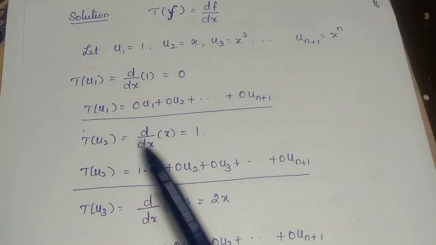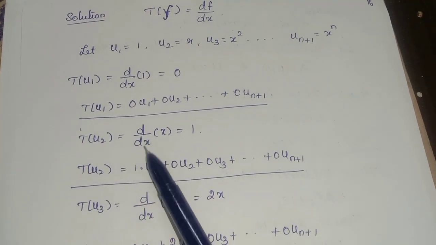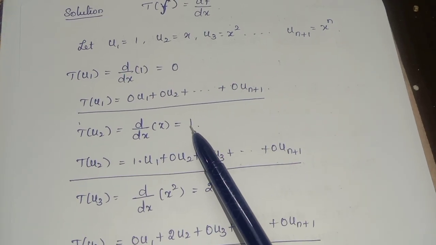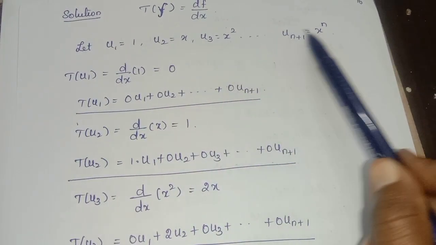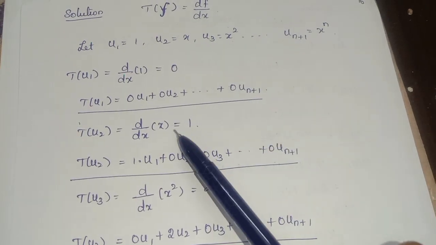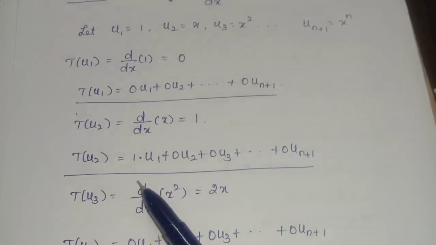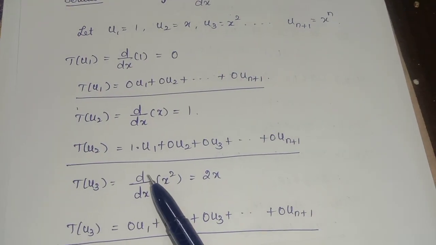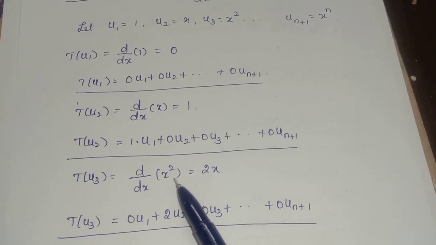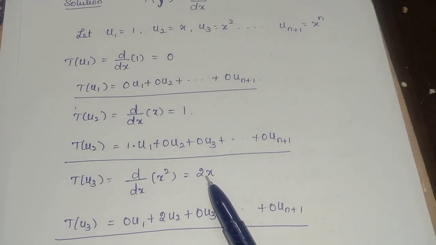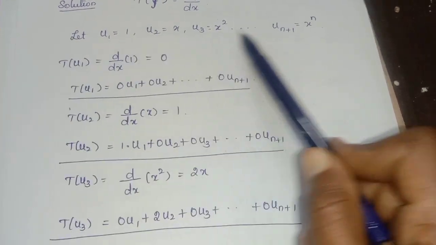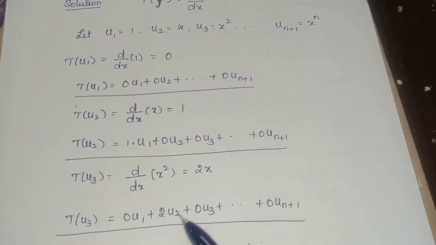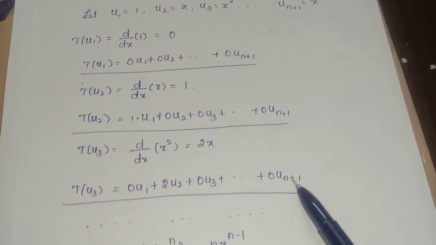0 un plus 1. Next one, T of u2 equal to d by dx of x. What is differentiation of x? 1. So this 1 I have to write as a linear combination of these n plus 1 vectors. So 1 into u1, this is 1, no? So 1 into u1 plus all others are 0 coefficients. And T of u3 equal to d by dx of x square. Differentiation of x square is 2x. So this 2x you have to write as a linear combination of these n plus 1 vectors. So 2 into u2 will alone come. All others are having coefficient 0.